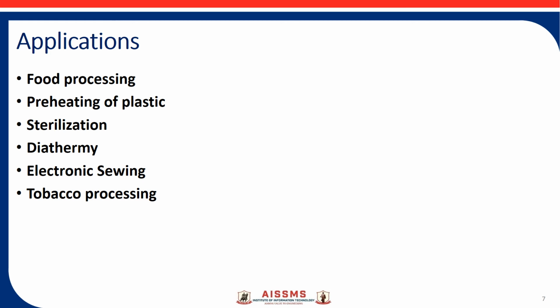Preheating of plastic, it is one of the significant applications of dielectric heating, because no other method can perform this in a uniform manner. The raw plastic material, it is in the form of biscuits or tablets. It is also known as plastic preform. And to convert a bulk of these biscuits or tablets into specific shape, they are kept in the required mold, and with the help of dielectric heating they are heated. So this is about preheating of plastic.